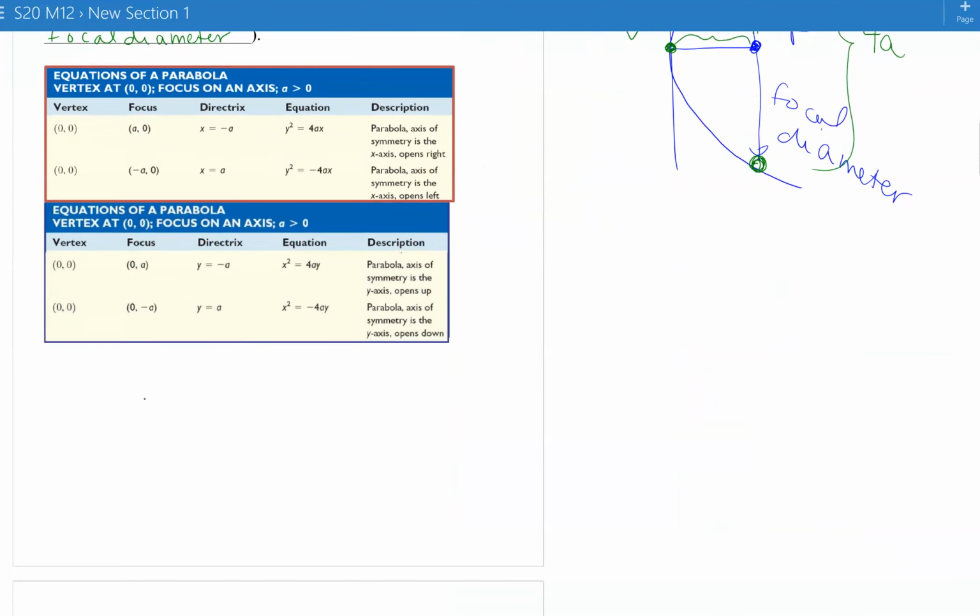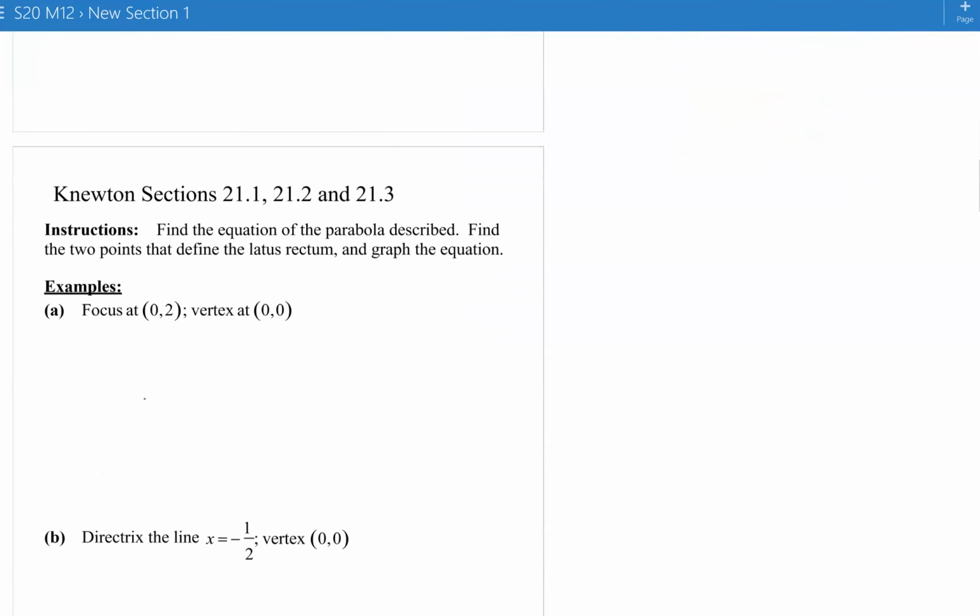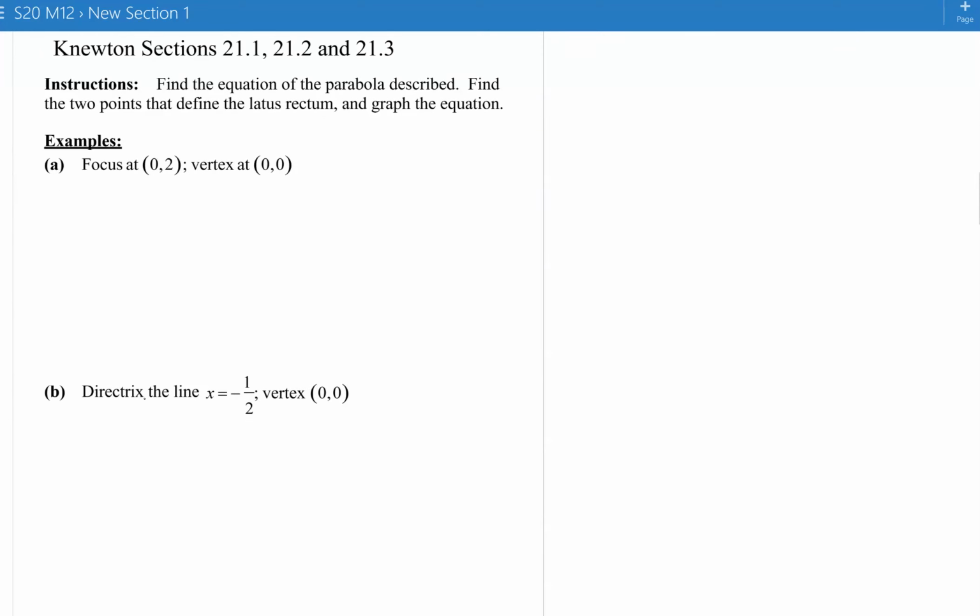So here's a little chart if you like charts that organize the information for you. And here's some problems where we're supposed to find the equation of the parabola given some information. And we're supposed to find the equation and the 2 points that define the latus rectum and graph the equation. I always like to put these on a sketch. So I have the vertex at 0, 0, the focus at 0, 2.